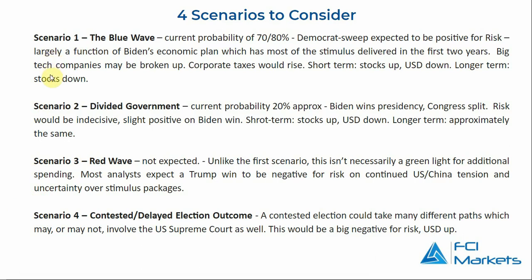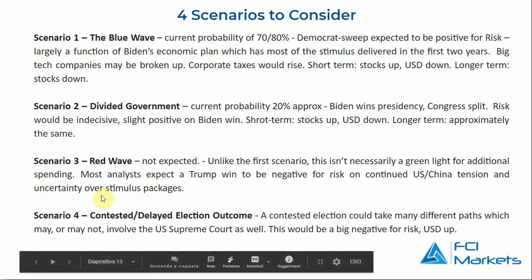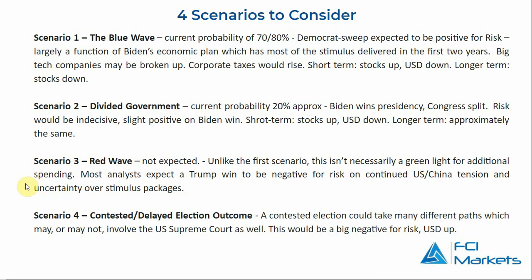Okay, so these are the four scenarios. These are the less probable scenarios, and so these are the scenarios that would generate the biggest moves, the most volatility, because the market simply is not pricing them in. A blue wave, yes, it would be positive for risk in the short term. Stocks up, dollar down, but not that much because the market has already priced it in.